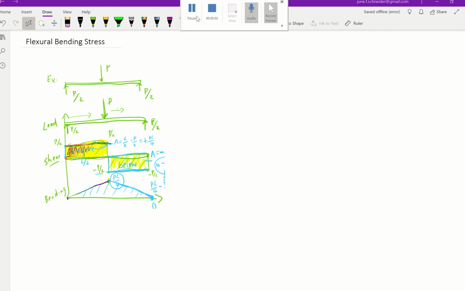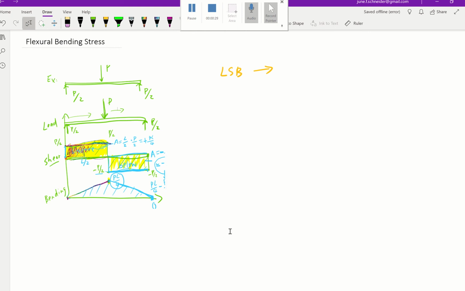Hi, in this video we'll learn a brand new concept called flexural bending stress. And you might be surprised I brought this load shear bending diagram back, because this new concept is built upon the load shear bending diagram. So normally, when looking at a load shear bending diagram, what can we get from that three-tier diagram?